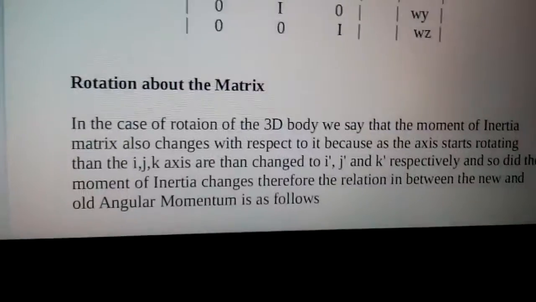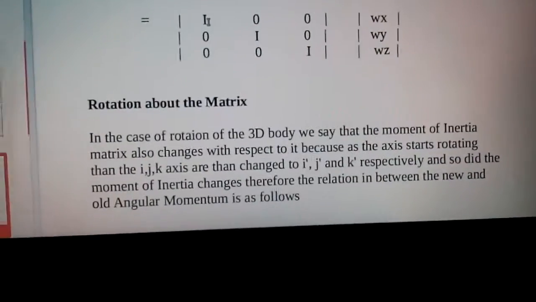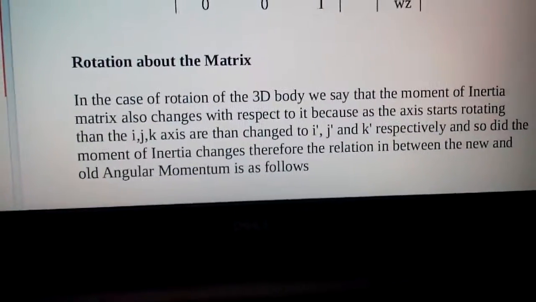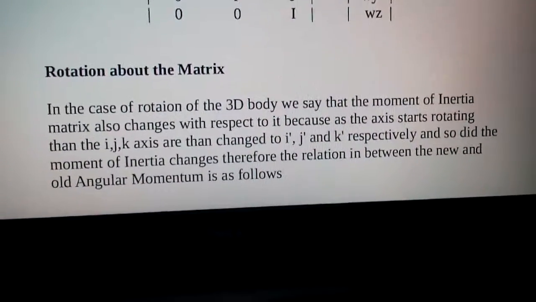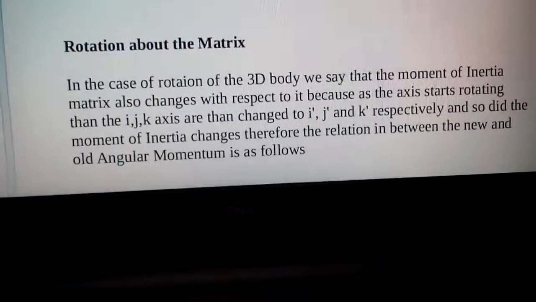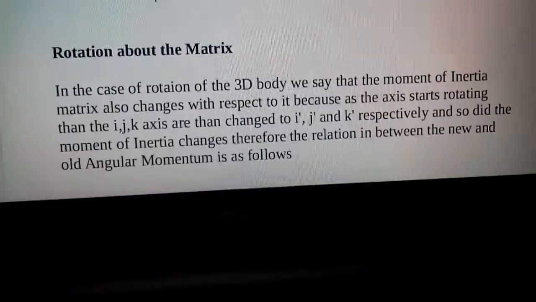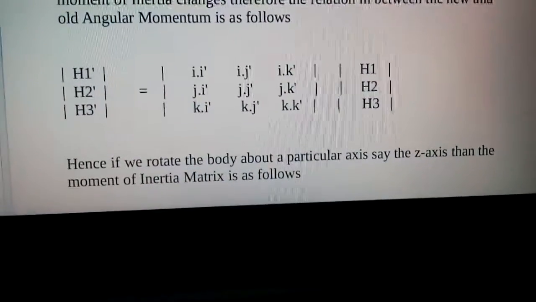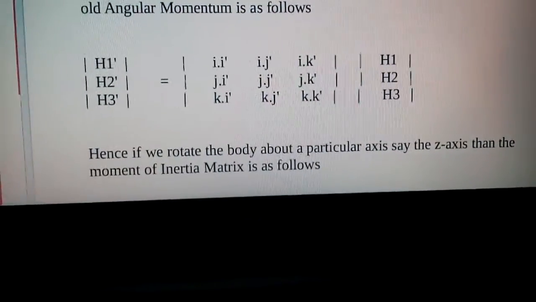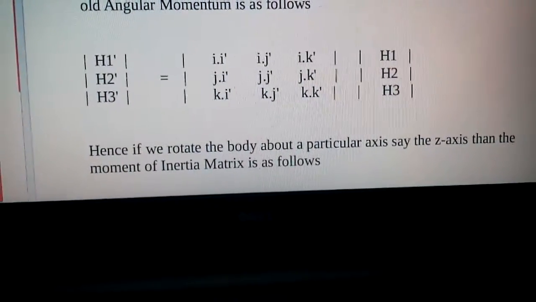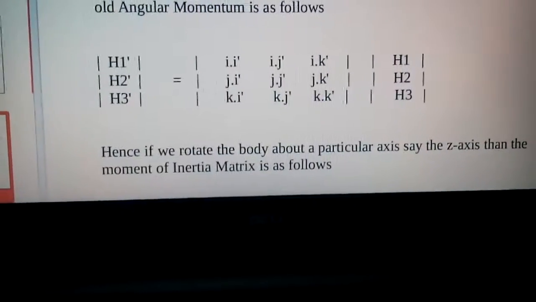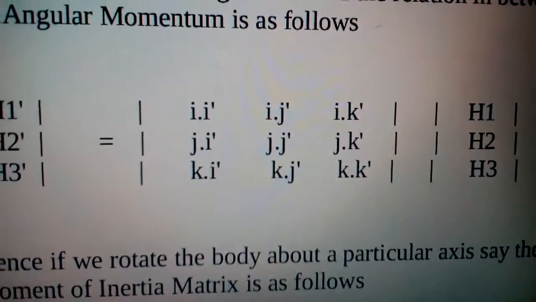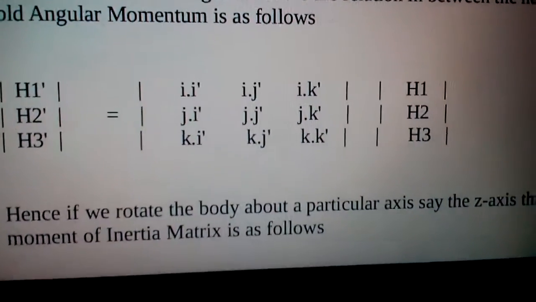Now rotation of the matrix. If we rotate our 3D body, then initially if we want to calculate the moment of inertia about i cap, j cap and k cap, they are now changed to i dash, j dash and k dash. Now for the new moment of inertia which we get, there is a relation between the old moment of inertia matrix and the new moment of inertia matrix, and that relation is given by another matrix which is given by i dot i dash, i dot j dash, i dot k dash and so on.